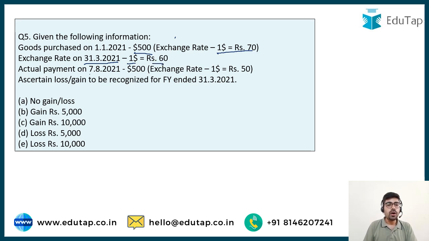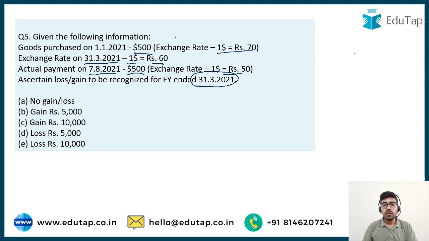Actual payment on 7/8/2021, $500 was paid. Exchange rate was $1 is equal to rupees 50. How much gain or loss is to be recognized for the financial year ended 31st March 2021? So just think about the monetary and non-monetary items. How do we record the exchange differences?